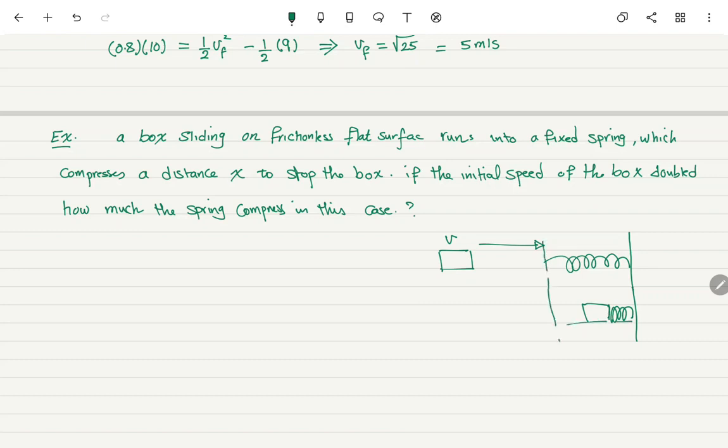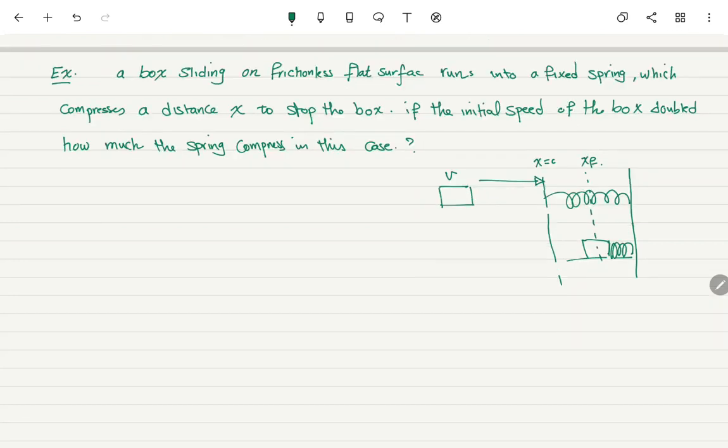So this is the relaxed position for the spring, x equal to 0, and this is the final position of the spring, x final. If we double the speed of the box here, how much will the spring be compressed? Now before going through this example, let's have this model.